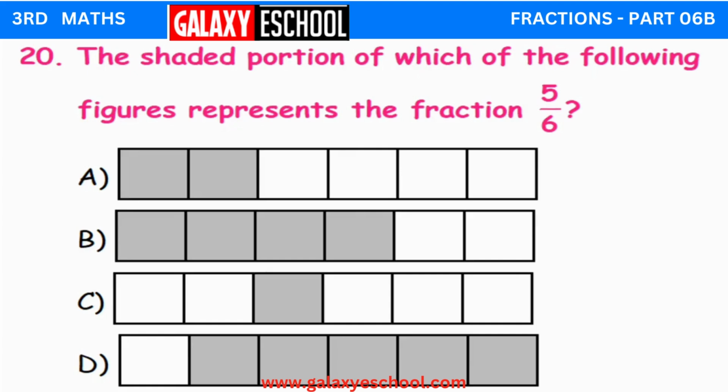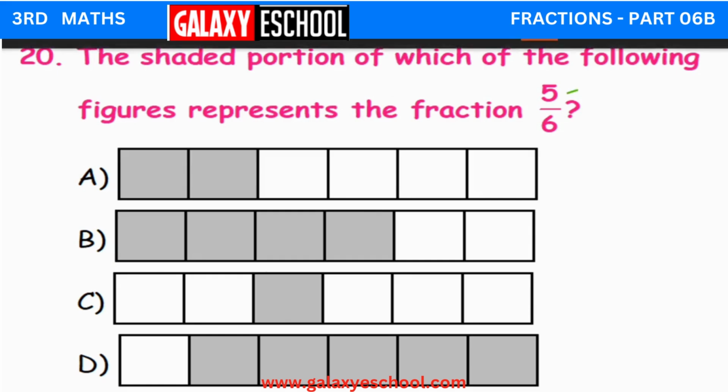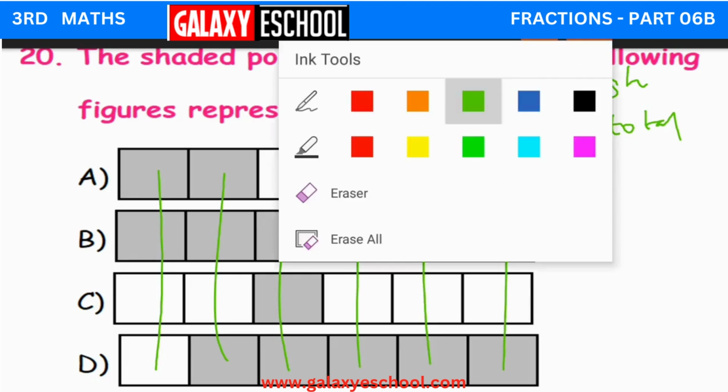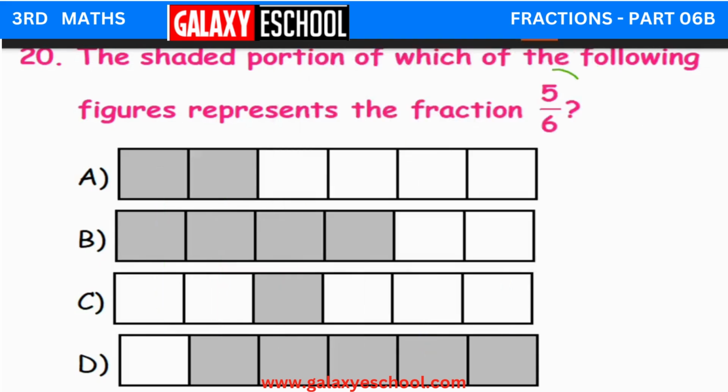The last question for today, question 20. The shaded portion of which of the following figures represent the fraction 5 by 6? What does this mean? 5 parts should be shaded and 6 is the total number of parts. Here all are having 1, 2, 3, 4, 5, 6 parts. All the figures are divided into 6 portions, but which is having 5 shaded parts? Option D, 1, 2, 3, 4, 5. So option D is having 5 shaded parts out of total 6 parts.